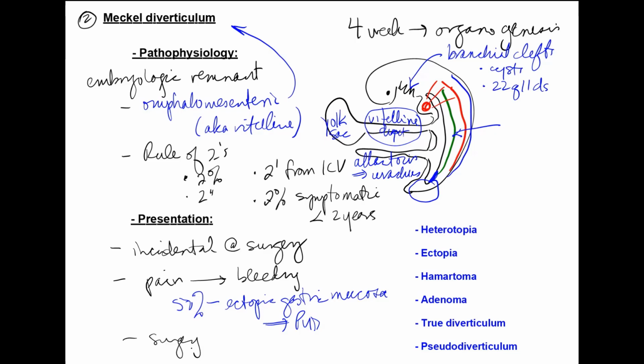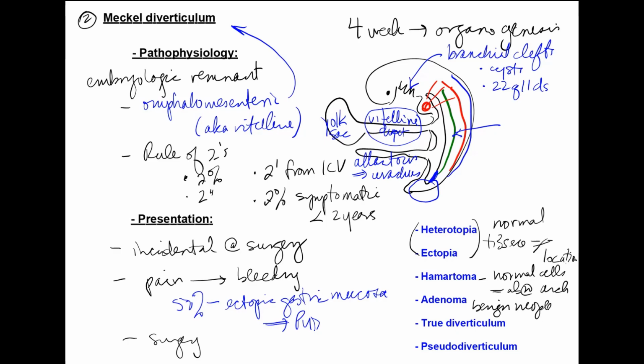Just a word on vocabulary. Heterotopia and ectopia are synonyms, and they are normal tissue in the wrong location. A hamartoma is normal cells with an abnormal architecture. Adenomas are benign neoplasms of glandular tissue.